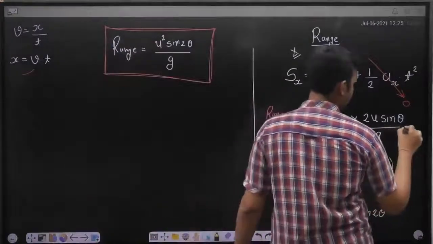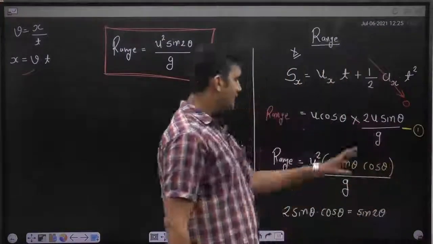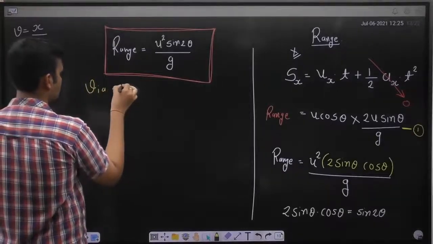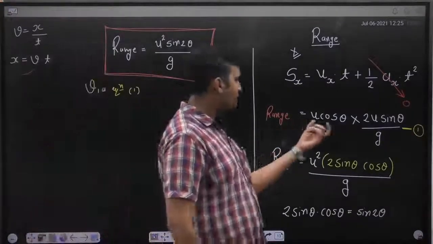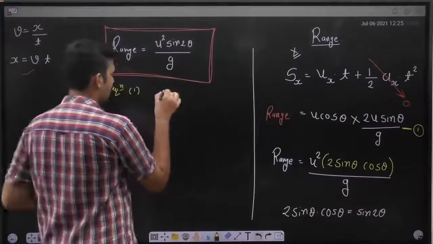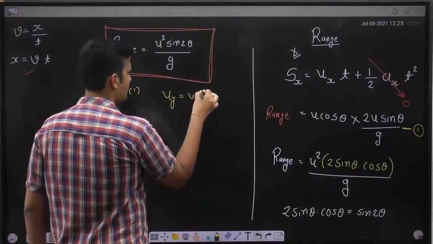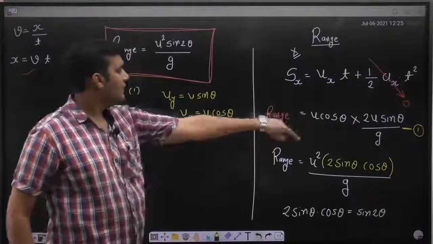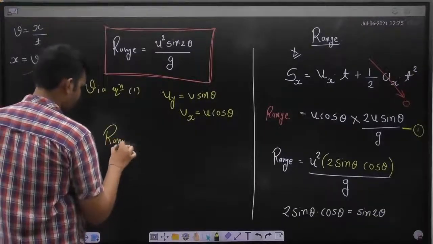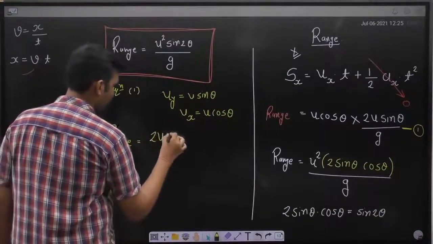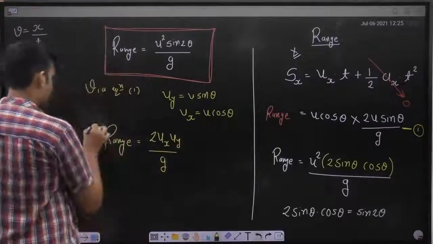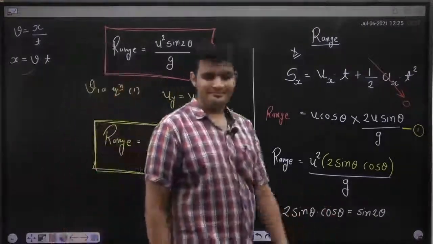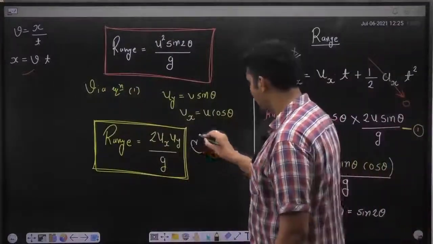If you go through this equation, let's take this to be equation number 1. There is a very meaningful thing via equation 1. This is u sin theta, the y component of initial velocity, uy, that is u sin theta. What is ux? The x component of initial velocity, u cos theta. So it is easy to remember this formula. Range comes out to be 2 ux uy upon g. It will be okay if you go with this formula rather than the other.